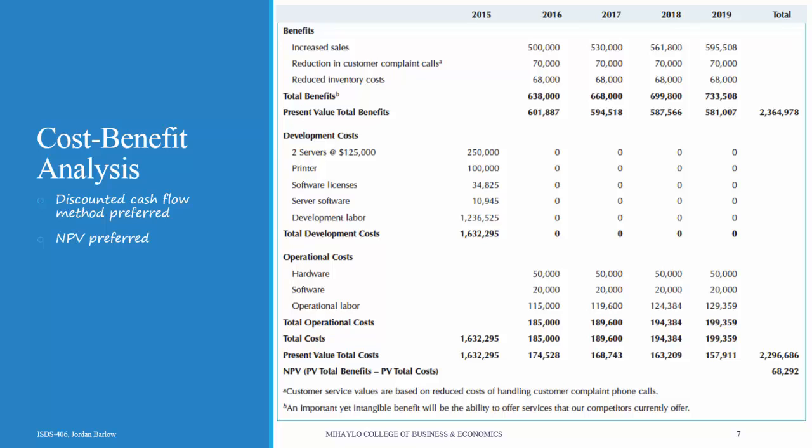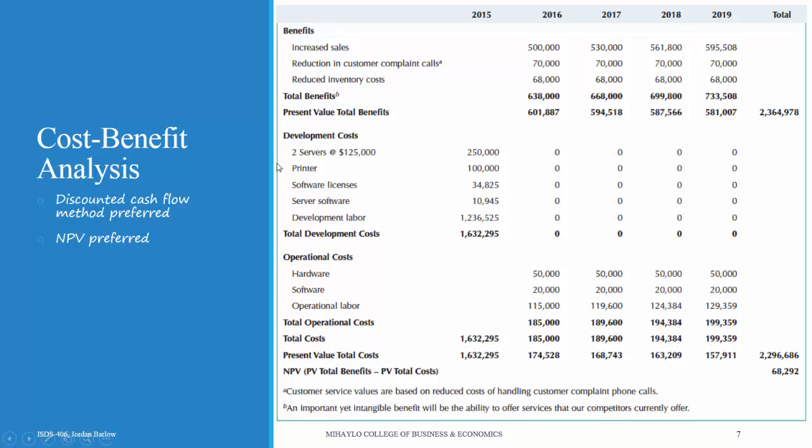You'll see in this example that 2015 is the year the system is being built. That's when all the development costs occur. And then once it is built by the end of 2015, it will be in operation starting in 2016. So they've listed the first 4 years of the system being in operation. In this example, they've decided that increased sales and reduction in inventory and customer complaint calls will be tangible benefits that will result directly from implementing this system.